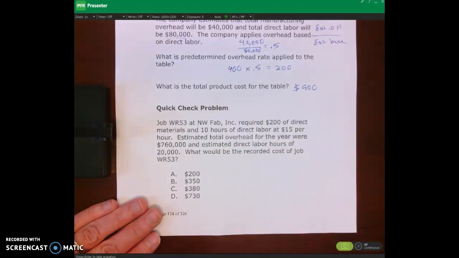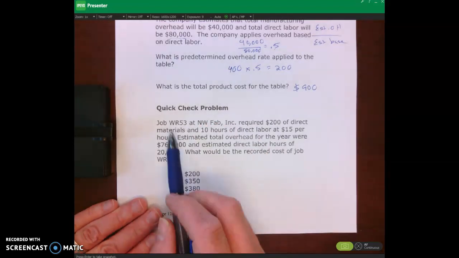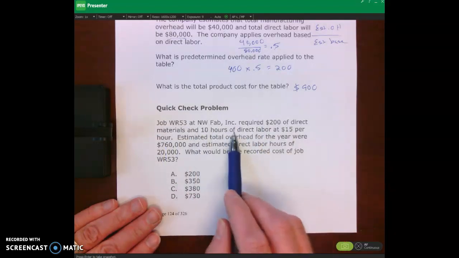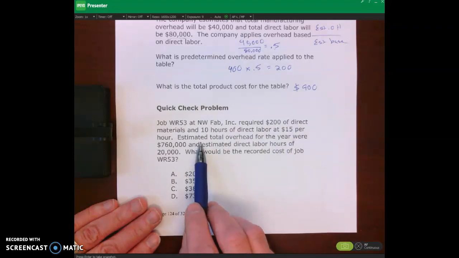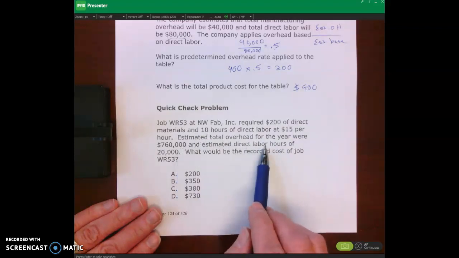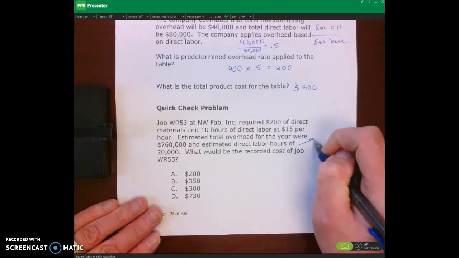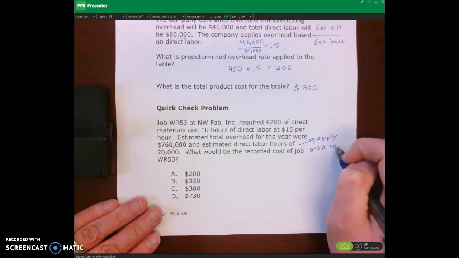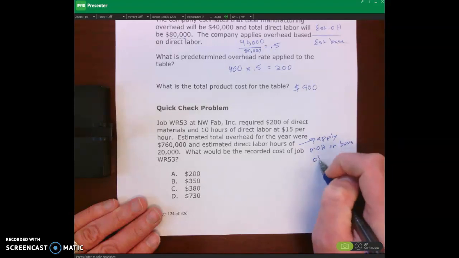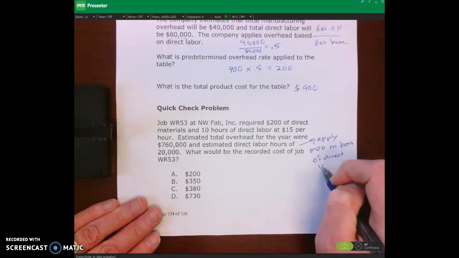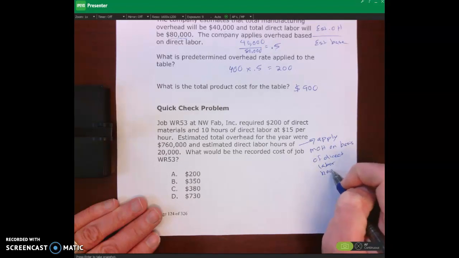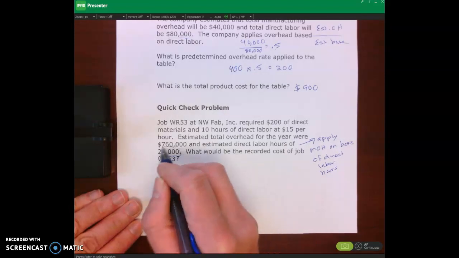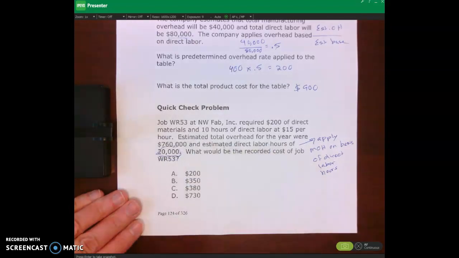So let me just quickly review it before you jump in there. Our job, WR53, required $200 of direct materials, 10 hours of direct labor at $15 an hour. Estimated overhead, $760. Estimated direct labor hours of 20,000. And they apply overhead on the basis of direct labor hours. It doesn't say that explicitly in the problem, but you can infer that by looking: here's the base, here's the overhead.